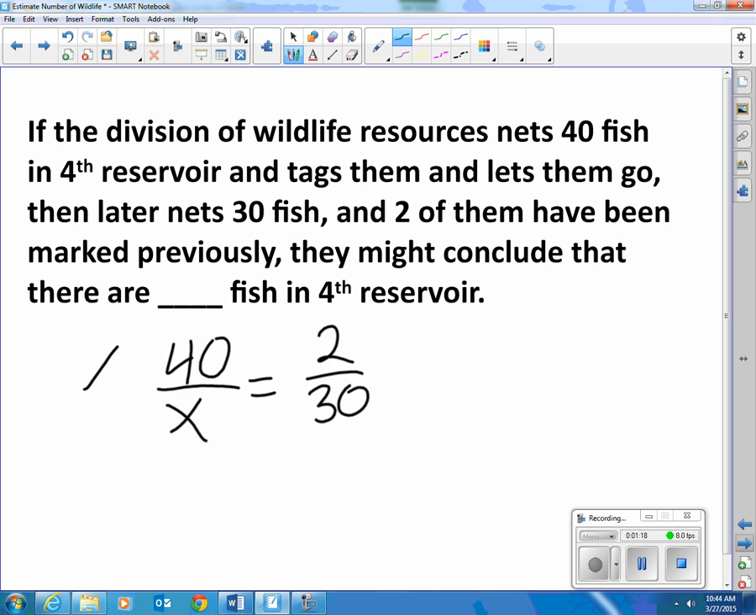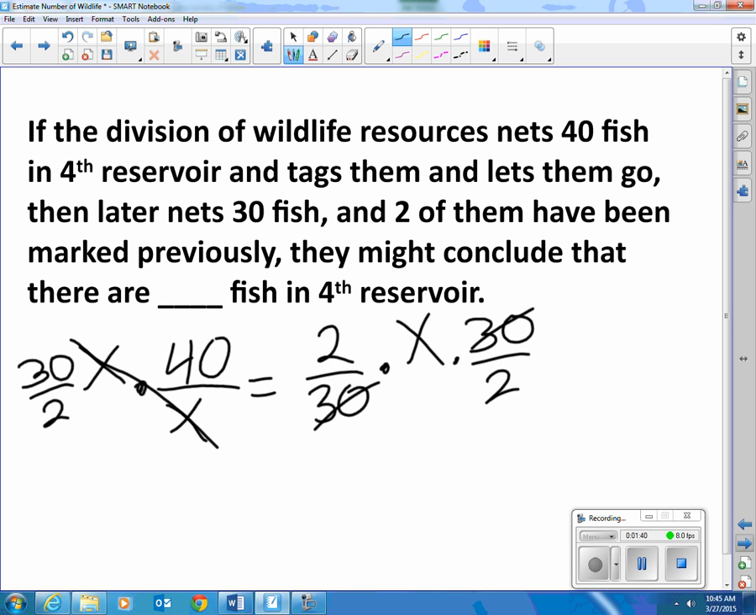Well, to get x out of the denominator, I'm going to multiply both sides by x. X divided by x is 1. And now I want to get rid of the 2/30ths. I could multiply both sides by 30 halves. Thirty divided by 30 is 1. 2 divided by 2 is 1. So now on the left we have x equals, well, 30 times 40 is 1200. Half of 1200 is 600.